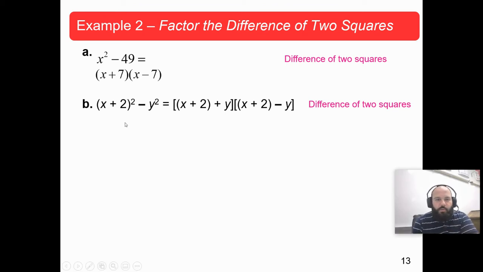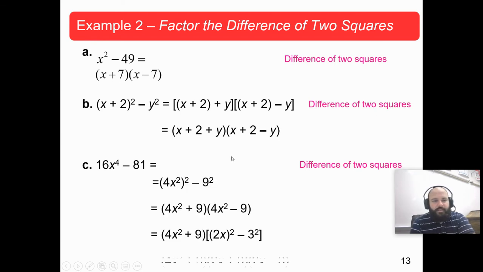Okay, so part B also follows right into the formula. This would be my u, and this would be my v. This is a difference of two perfect squares. So this x plus 2 is the u, and then y is my v. So it would be x plus 2 plus y, and then x plus 2 minus y. Fits right into the formula. And this was just rewritten with dropping the parentheses.